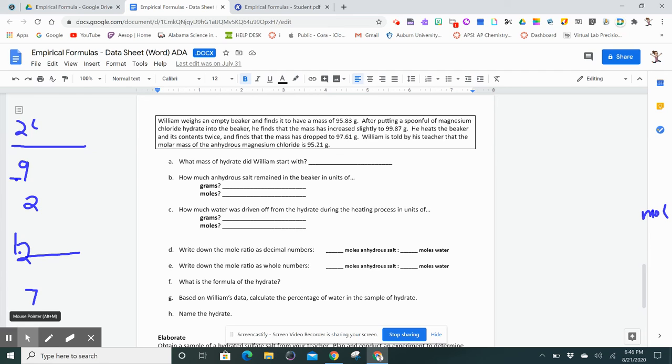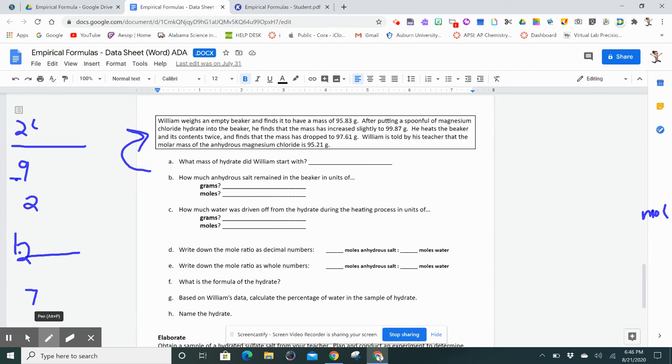So you're going to tell me from that paragraph what was the mass of the hydrate that he started with, how much anhydrous salt is left in terms of grams and then in terms of moles, and then determine how much water was driven off. The amount of water driven off would be the difference between the two masses, the mass to start with and the mass to end with, which should be the amount of water that was driven off. So in grams and in terms of moles.